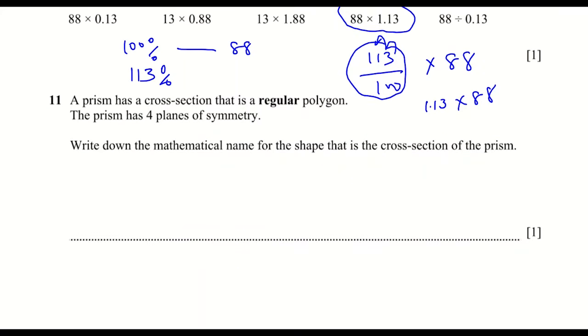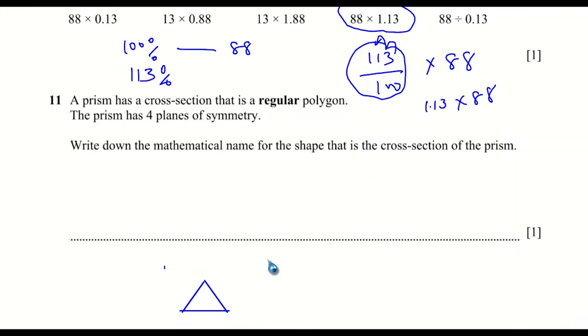A prism has a cross section that is a regular polygon. The prism has 4 planes of symmetry. Write down the mathematical name for the shape that is the cross section of the prism. What you can do here is, let me just give you a rough sketch. You have something like this.